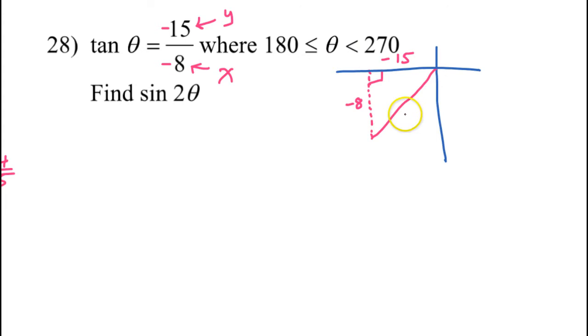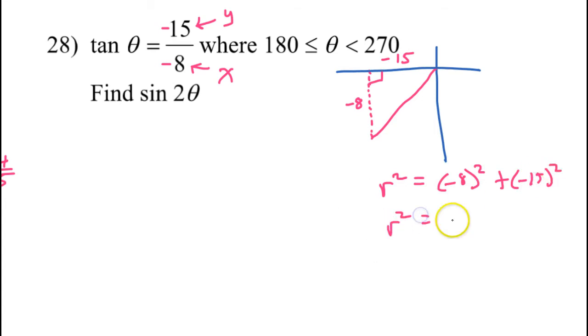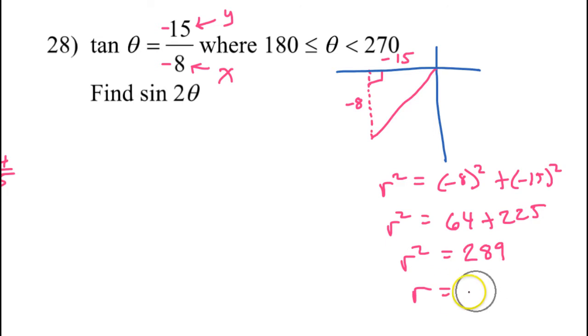So we need to find r. So this is not one of the triples I have memorized, so I'm going to have to do the Pythagorean theorem. So r squared is going to equal -8 squared plus -15 squared. So that's going to be 64 plus 225. So that's 289. Then if I do the square root of both sides, that's going to give me 17. So the radius r is 17.